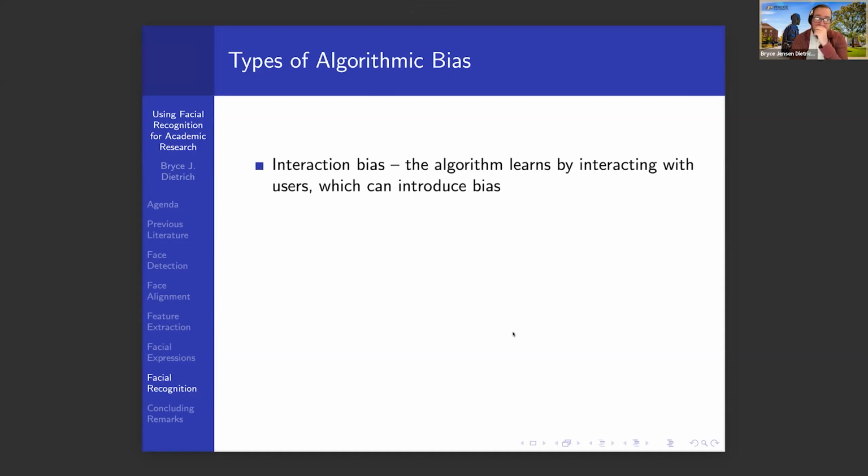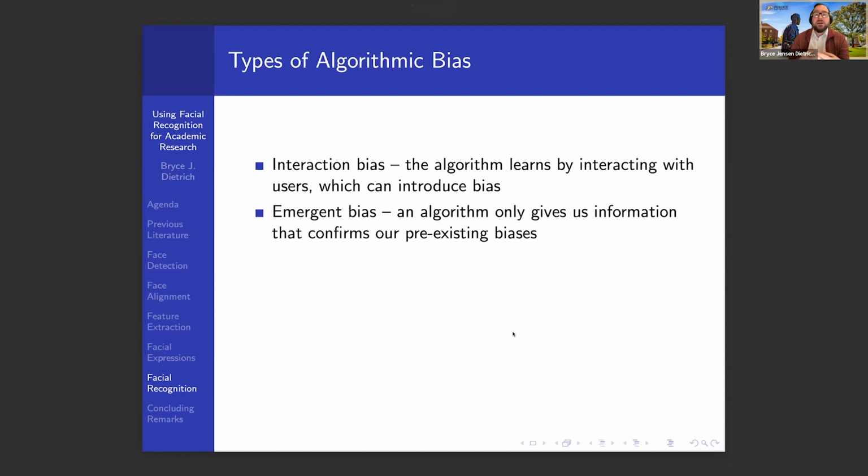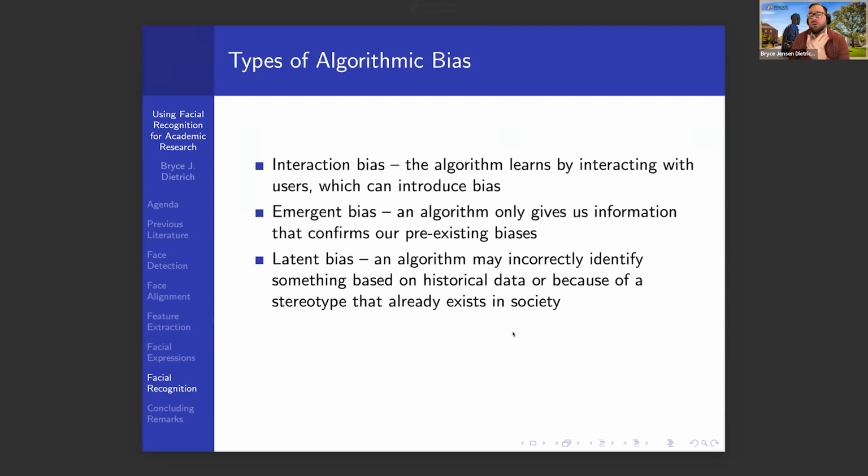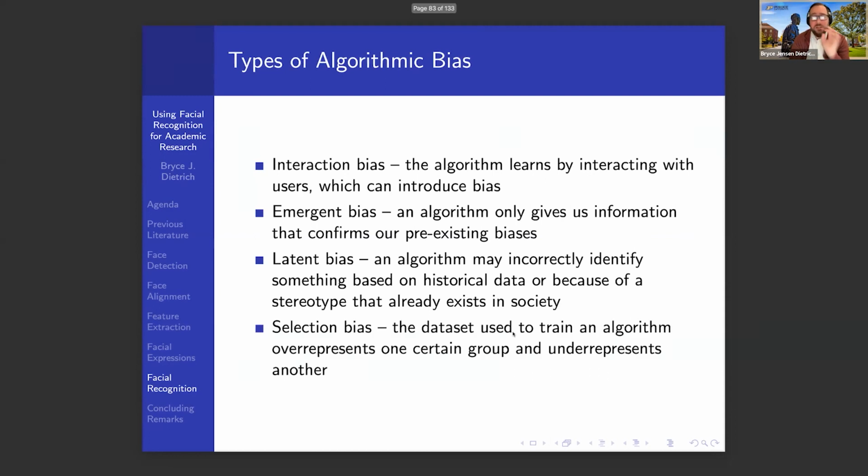So the first is interaction bias. The algorithm learns by interacting with users, which can introduce bias. So this would be somebody develops an algorithm that, as it interacts with people on a social media platform, for example, learns from those individuals and then starts to reflect the biases that those individuals have within the platform. Emergent bias: an algorithm only gives us information that confirms our pre-existing biases. So emergent bias is an echo chamber on social media, for example, in which you only encounter individuals who agree with yourself. Latent bias: an algorithm may incorrectly identify something based on historical data or because of a stereotype that exists in society. And then selection bias: the data set that's used to train an algorithm overrepresents one certain group and underrepresents another.